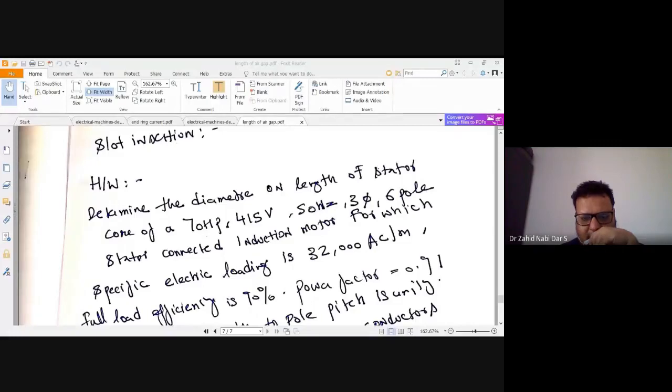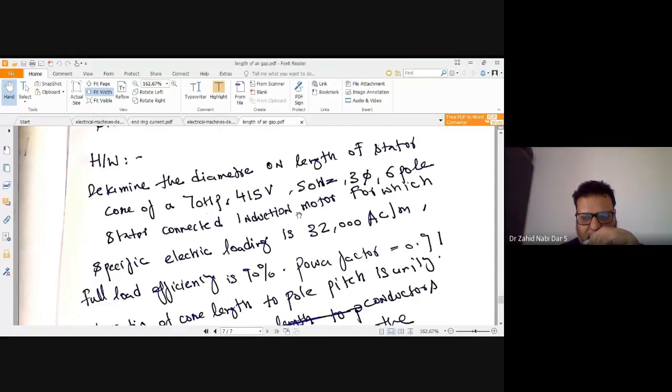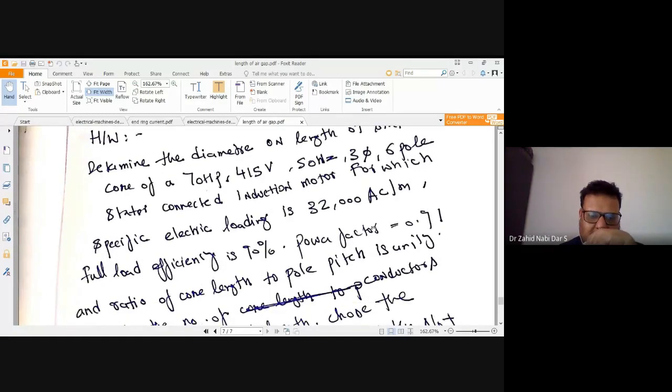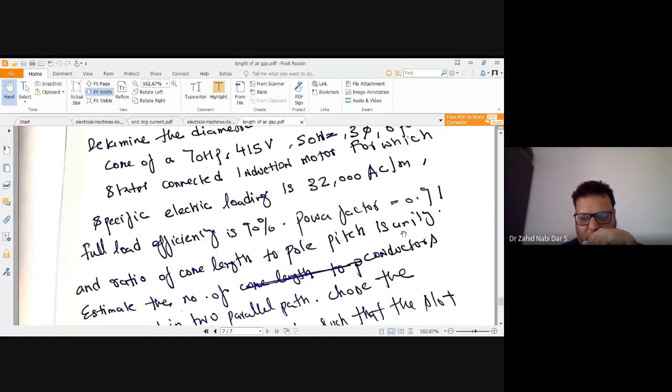Unnati, now you tell me one thing. In this particular problem, your ampere per conductor is 32,000 and your full load efficiency is 90%. So what is this L by Z ratio? In that L by Z ratio, what is the value of Z? What is Z? See, core length we know. Pole pitch is what?